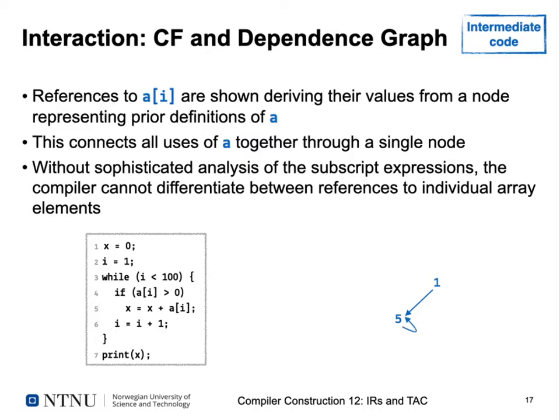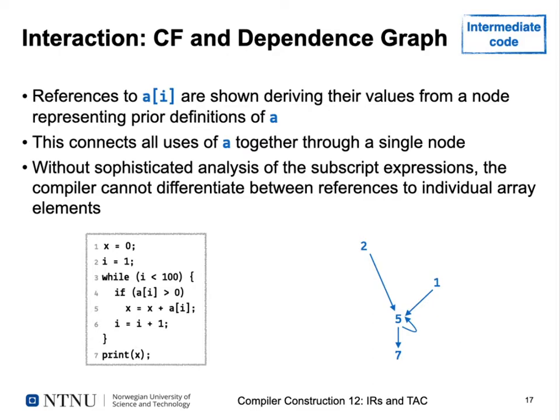Now x is just a standard scalar variable, so it's not an array. So what we do here in line 5, we read the current value of x, we add something to it, and we update the value of x. So line 5 actually is dependent on itself because it reuses the old value of x to calculate the new one. Finally, of course, this value of x is also used in line 7 down here when we print it, after we exited the loop.